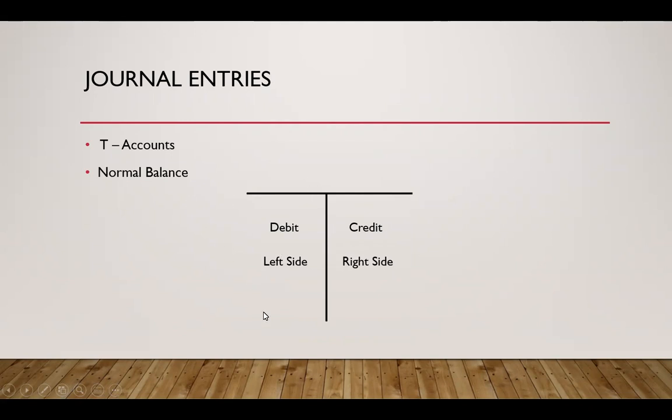What you see on the slide here is an example of a T account. A T account is an account that is used to help us keep track of what's going on within our specific asset, liability, and equity items. So when we look at a T account, every account has a debit side and a credit side. Debits are on the left and credits are on the right.